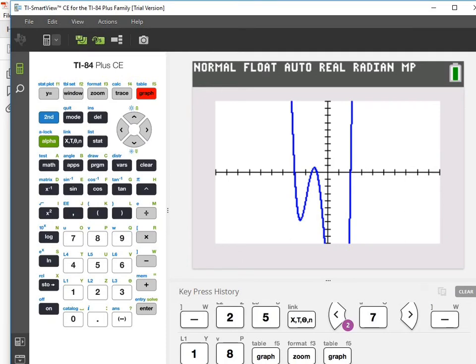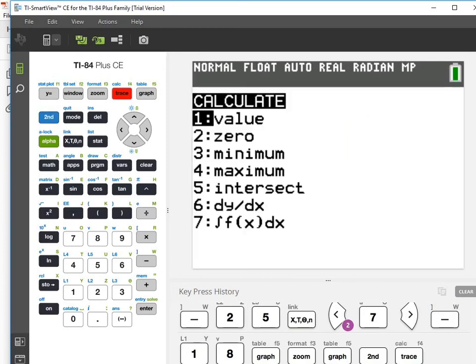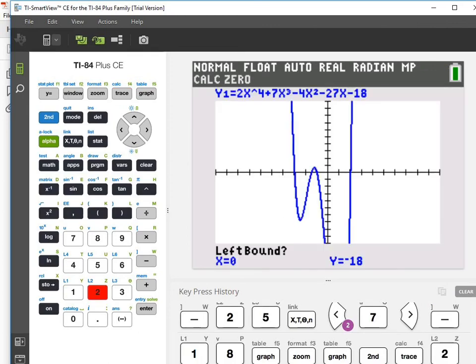If I wanted to find the zeros here, you see all these x-intercepts? You would press second and then calc. You see that calc button right there? Second calc, and then you would press 2 for zeros. So I'm going to press 2, and now it's saying, let's find your zeros. What's the left bound? The calculator has some kind of an algorithm that will give you an approximation of what your zero is.